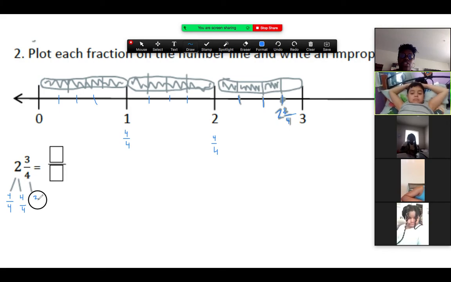I see Sierra looking so closely. She's going to make sure that she knows exactly what to do when she gets over there and showing her work. Nice, Sierra.